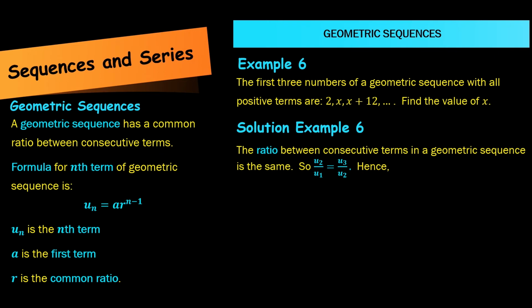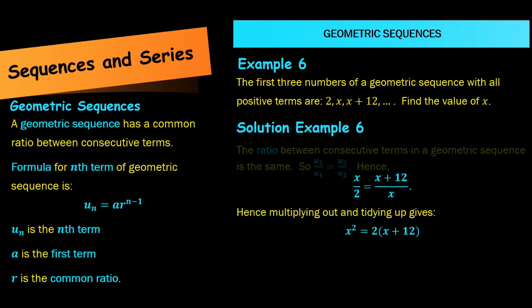And therefore, if we substitute in the values of u1, u2 and u3, we have this expression here. So u1 equals 2 has been substituted as shown. u2 has also been substituted, u2 is equal to 6, and u3 has also been substituted. If we multiply out this expression and tidy up a little, we obtain x squared equals 2 times x plus 12. Essentially, we've multiplied through by 2x.